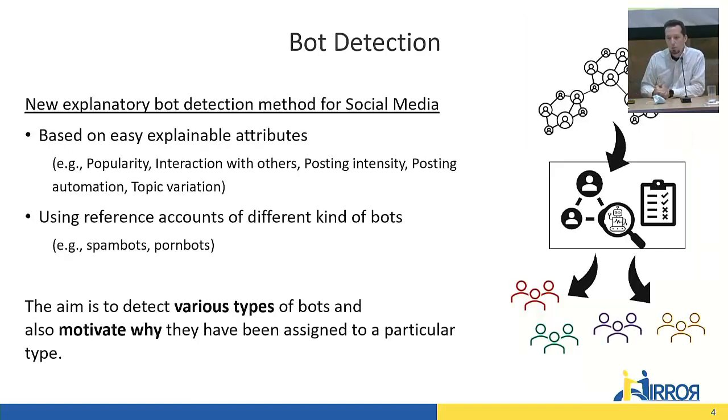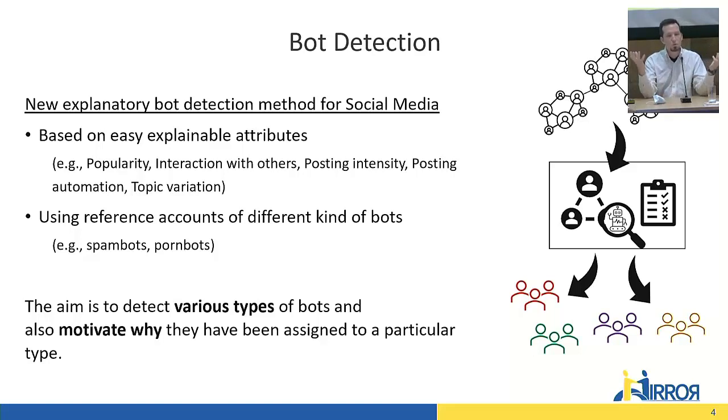So the approach that we used in our project was to define a new explanatory bot detection method for social media that is based on easily explainable attributes that we can observe from the social media. For example, the popularity of the account, how they interact with other users in the network, also the variety of topics with which they engage, but also having a set of reference accounts of different kinds of bots that we already know have been classified as bots and also into different classes, for example, spam bots or porn bots.